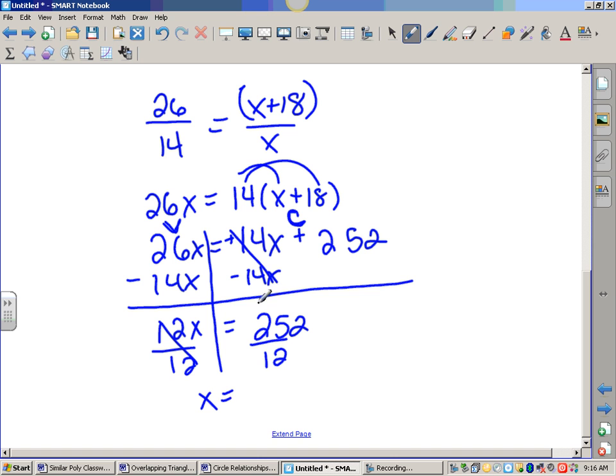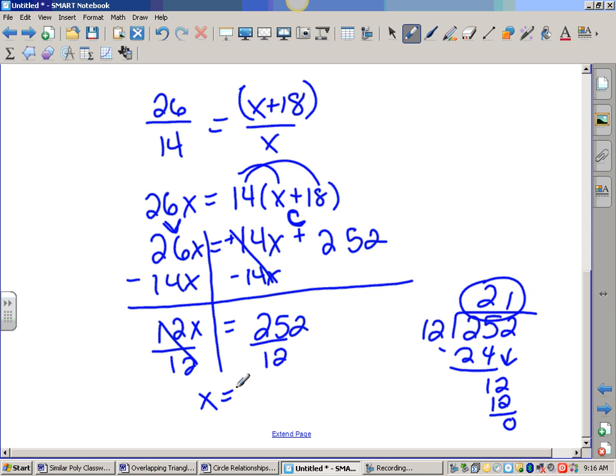x equals, do not reach for a calculator. We have to know how to do our long division. The numerator belongs inside the nice house. It goes inside. 12 into 25 is twice. 12 times 2 is 24. Subtract, 1. Drop the 2 down. 12 into 12 is 1, and you get a remainder of 0. So it actually just ends up the whole number, 21.